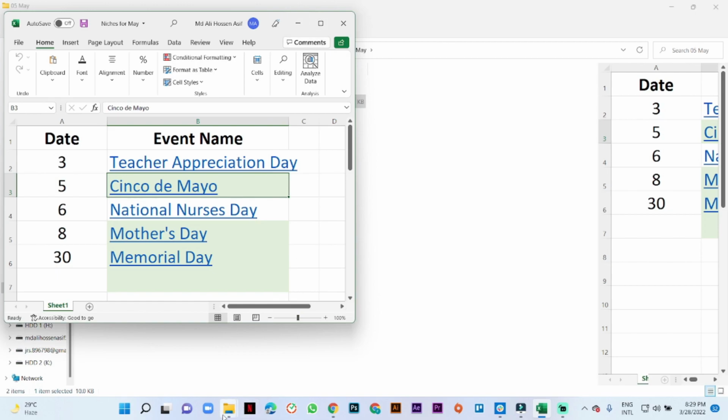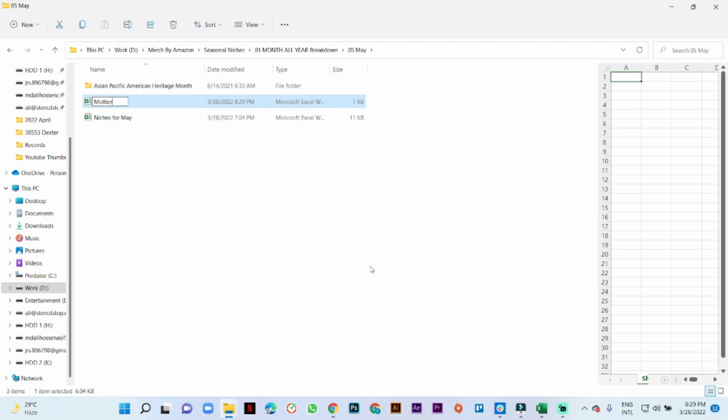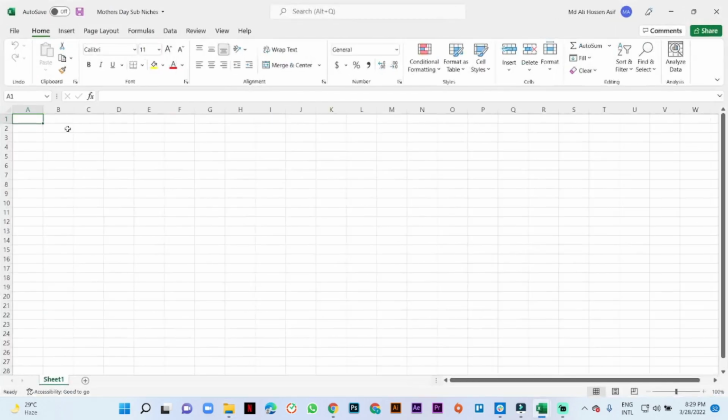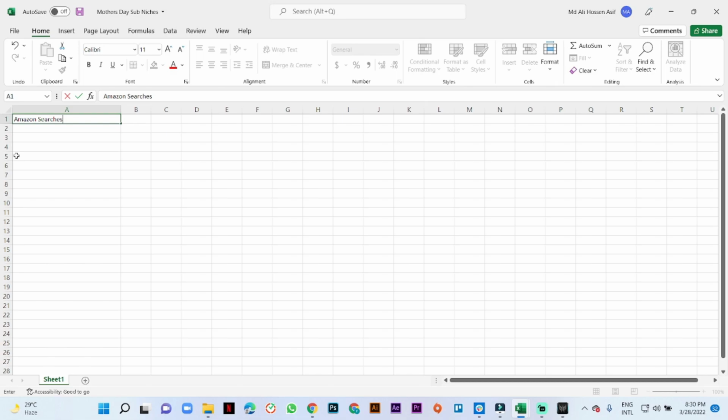So to continue with Mother's Day niche research, I will create another Excel sheet that will be just for Mother's Day sub niches. So let's name it Mother's Day sub niches. Okay, so here we will put our sub niches. I will name this column Amazon searches, right? Amazon searches. So the results we get from Amazon, we'll put them here.